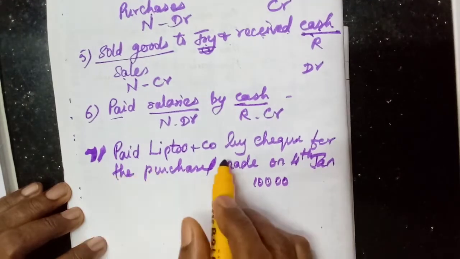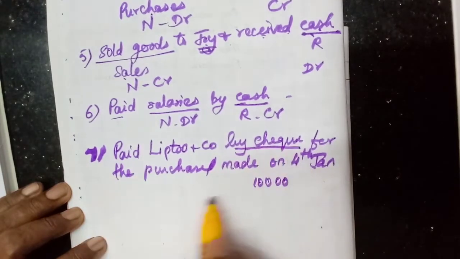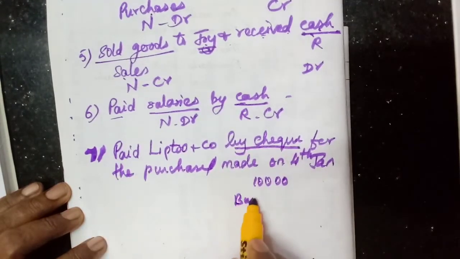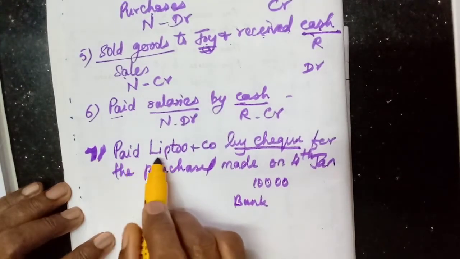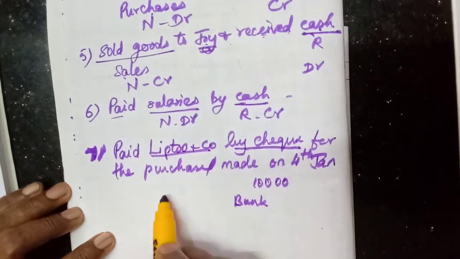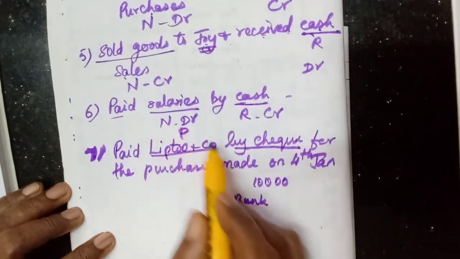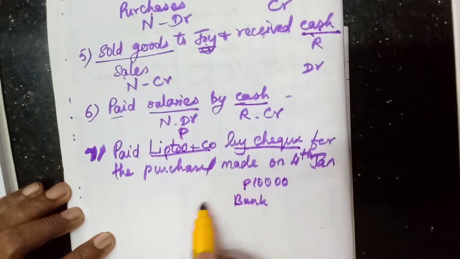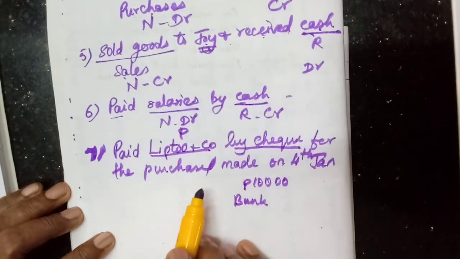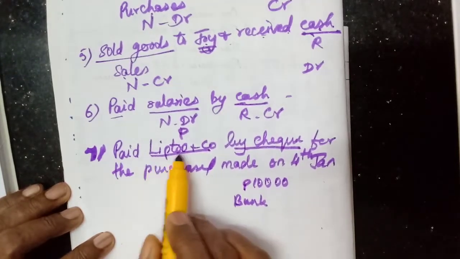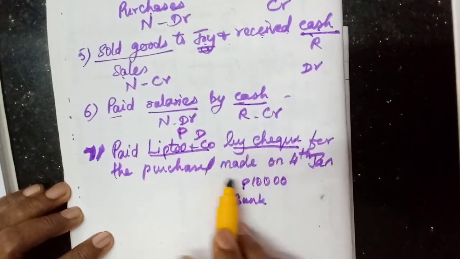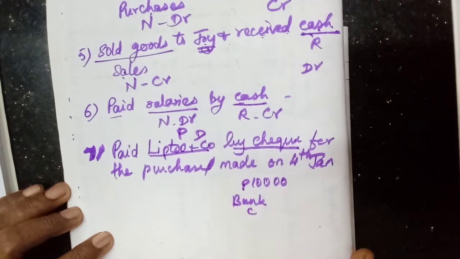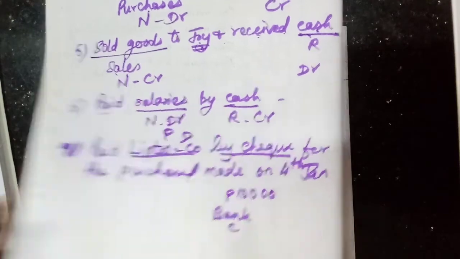Now we paid by check. So who will pay that one? Bank. Okay, we are not paying by cash. Then we are paying to whom? Lipton and Co. So this is Lipton and Co. personal account. Check also personal account. Who is the giver? Who is the receiver? Here Lipton and Co. is receiving, so debit. Here bank is paying that amount, so that is credit. So what is the entry? Lipton and Co. account debtor to bank account.